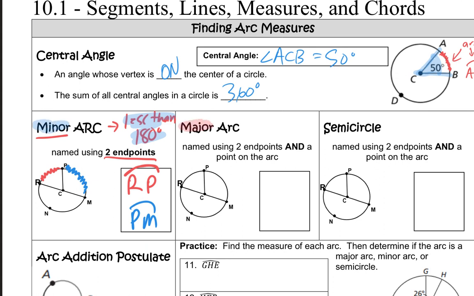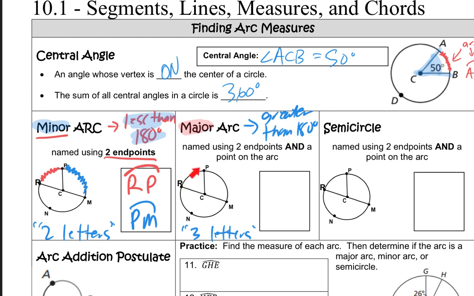So now let's talk about a major arc. So major, you would think is going to be bigger than a minor. So a major arc is greater than 180 degrees. Okay, so that's a major arc. Now with this one, we're going to use two endpoints and a point on the arc. So that's going to use 3 letters. Okay, so this one has 2 letters. So that's how we can kind of tell between the two of these. This one we can tell because it only has 2 letters. It has to be a small one, less than 180 degrees. So now this one is greater than 180.